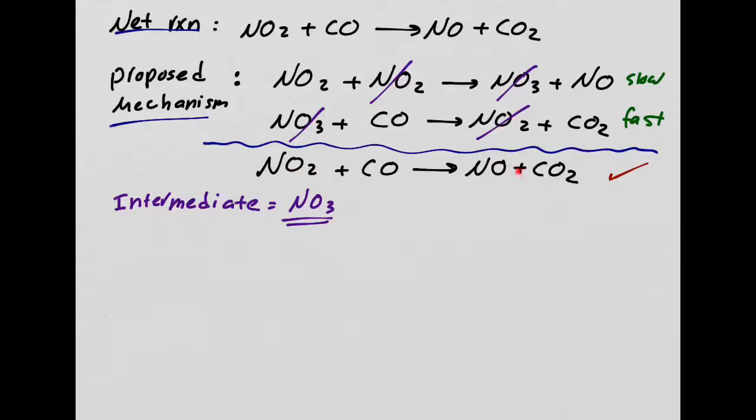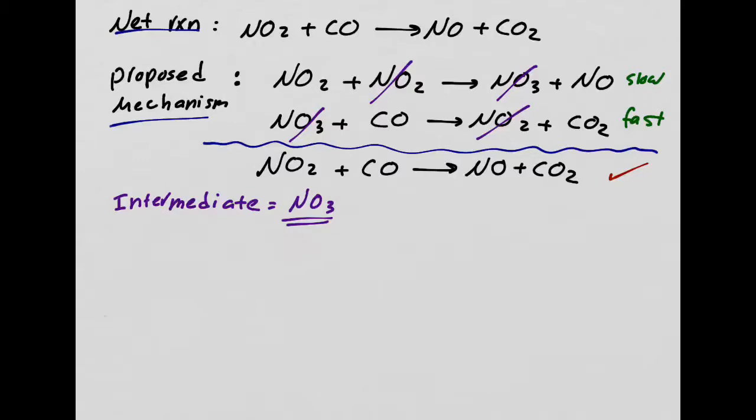It does not show up in my last reaction. Now, some people get tempted to say, oh, NO2 is also my intermediate because it gets cancelled out. But NO2 is not the intermediate because remember the definition of intermediate? It does not show up in the final equation. I do have NO2 in the final equation right here. So even though NO2 does cancel out, I have another one of it, so it ends up showing up in my final reaction. I just have too many of it, so it had to cancel out.